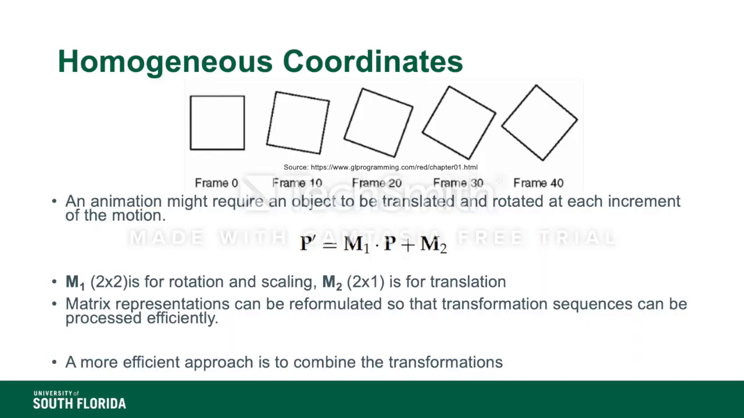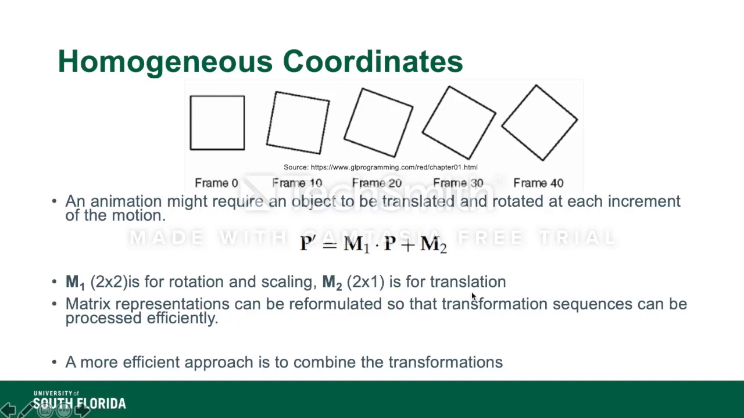Homogeneous coordinates. Sometimes, or most of the time, animations might require an object to be translated and rotated at each increment of the motion. This can be represented as P prime, the new state of the object, will be M1, the matrix 1, times P, where P is the original point, plus M2. M1 here is a 2 by 2 matrix for rotation and scaling. M2 is going to be a column vector for translation.